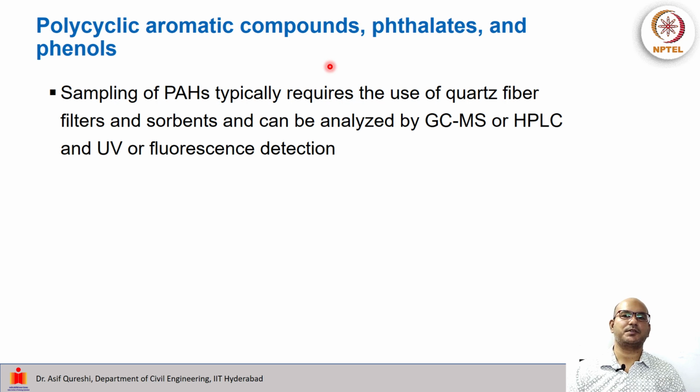Polycyclic aromatic compounds, PAHs, phthalates and phenols. Sometimes sampling of PAHs typically may require use of quartz fiber filters and sorbents, and these PAHs can be suitably analyzed by GCMS, HPLC or UV based fluorescence detections.